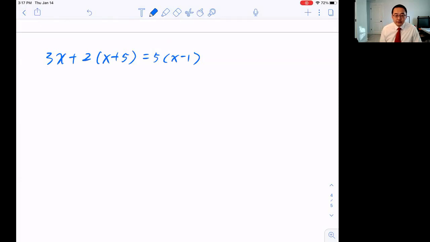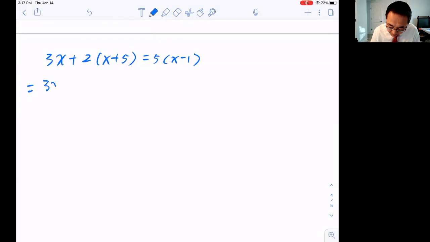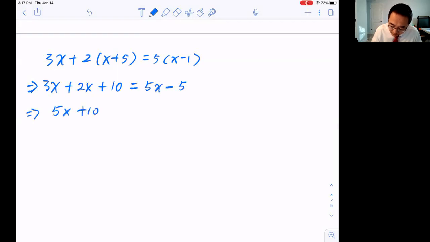All right, you guys got the answer? Okay, let's work this out together. So this equals 3x plus, you multiply 2 into the parentheses, you get 2x plus 2 times 5 is 10. And do an arrow instead of equation. So this, you multiply 5 into the parentheses, that equals 5x minus 5 times 1, which is 5, right? Everybody with me so far? Okay, so then that equals 5x plus 10 equals 5x minus 5.